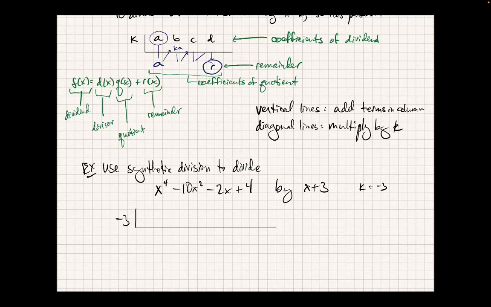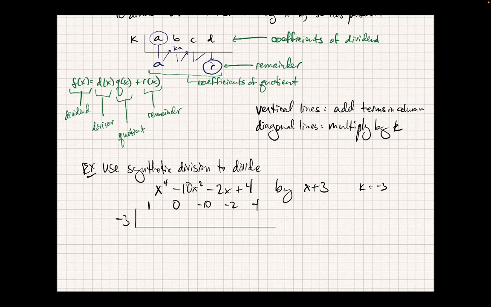And then what do I write in my little grid? 1, and then 0. Why 0? Because of the x cubed, there's no x cubed term. And then negative 10, negative 2, and 4.